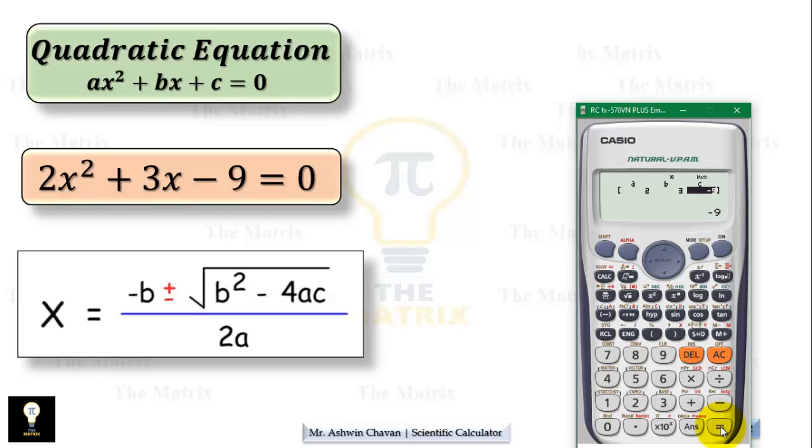Now just press the equal to button to get the first value of the solution, that is 3 by 2, and another value of x is minus 3. So 3 by 2 and minus 3 are the roots of this quadratic equation.